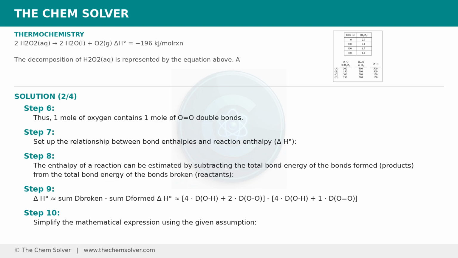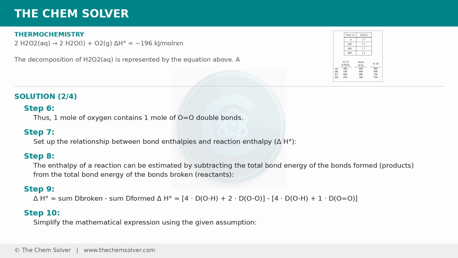Set up the relationship between bond enthalpies and reaction enthalpy. The enthalpy of a reaction can be estimated by subtracting the total bond energy of the bonds formed, products, from the total bond energy of the bonds broken, reactants. Delta H degrees approximately equals the sum of D broken minus the sum of D formed. Delta H degrees approximately equals 4 times D(OH) plus 2 times D(OO), minus 4 times D(OH) plus 1 times D(O=O).